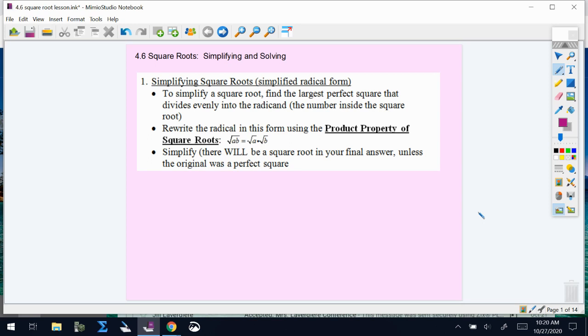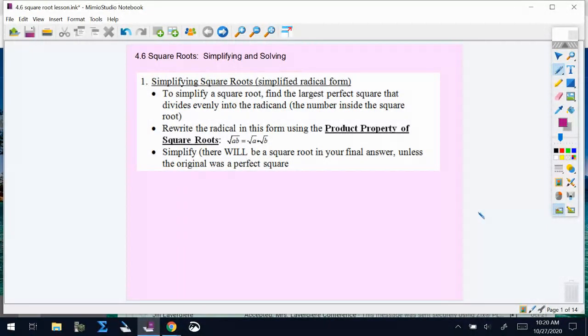We are moving away from factoring, which we spent a week doing, and we're going to switch into other ways to work with quadratics, other ways to simplify, and other ways to solve them. So today's lesson is focusing on square roots. How do we simplify square roots, and how do we solve square roots?